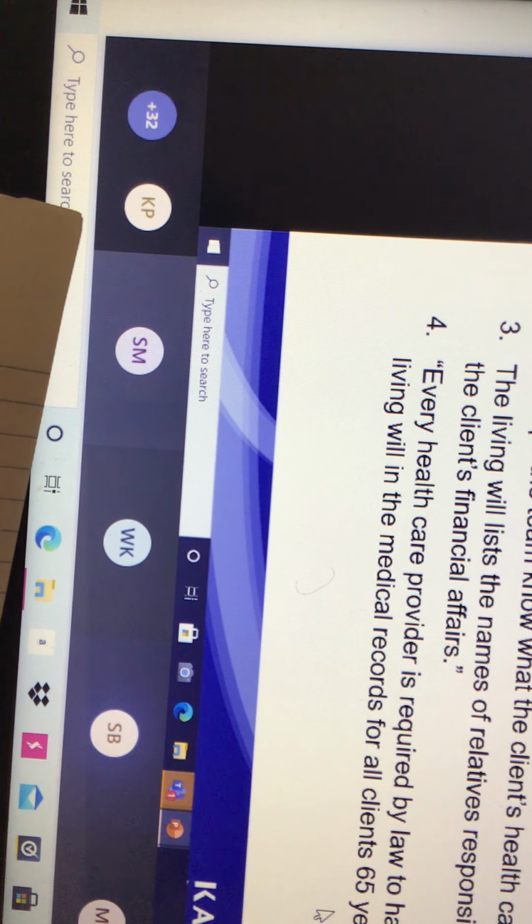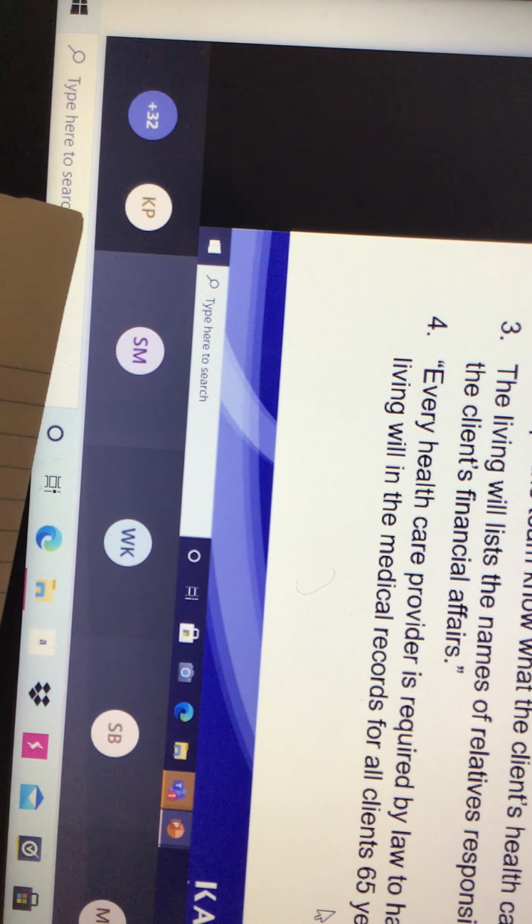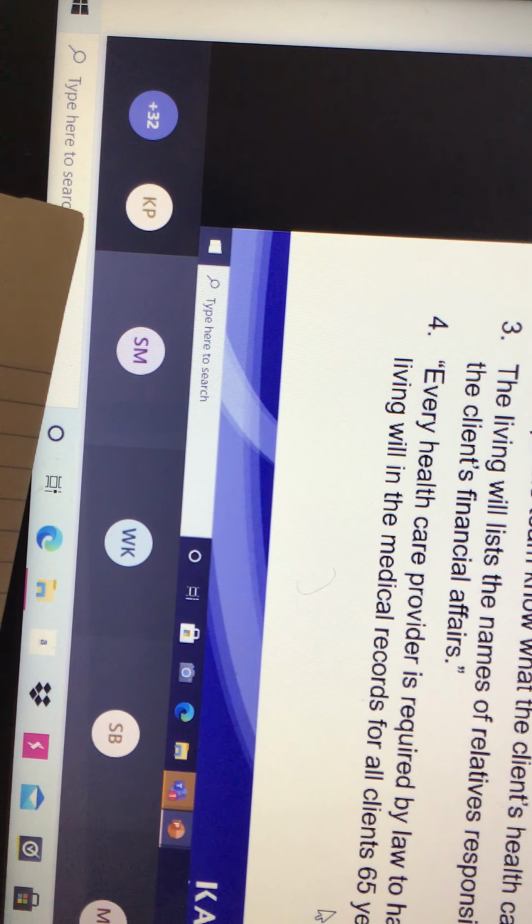Number 3, are you gathering data or are you just explaining? Not gathering anything. You didn't ask them the names of their relatives. You're just telling them. The living will lists the names, so you're explaining. So that's an I. Number 4, are you gathering data? No, those are all I's. Step 2 did not help us, so we're going to move on to step 3.